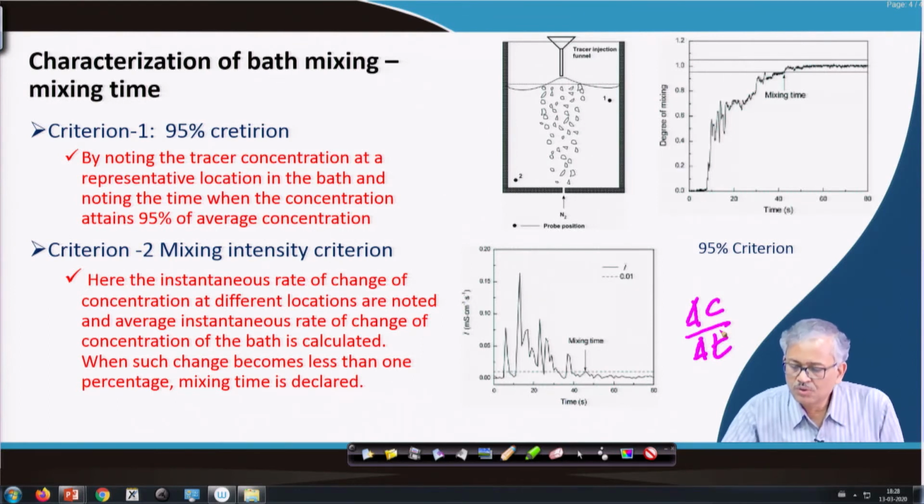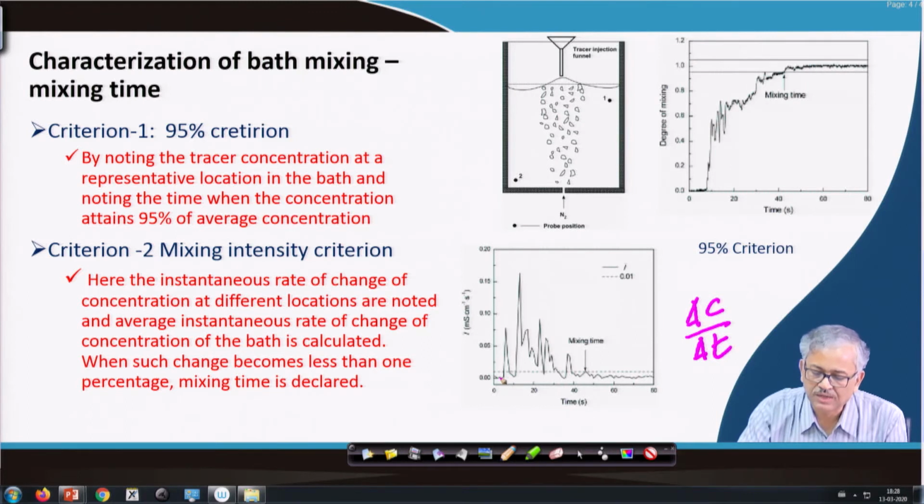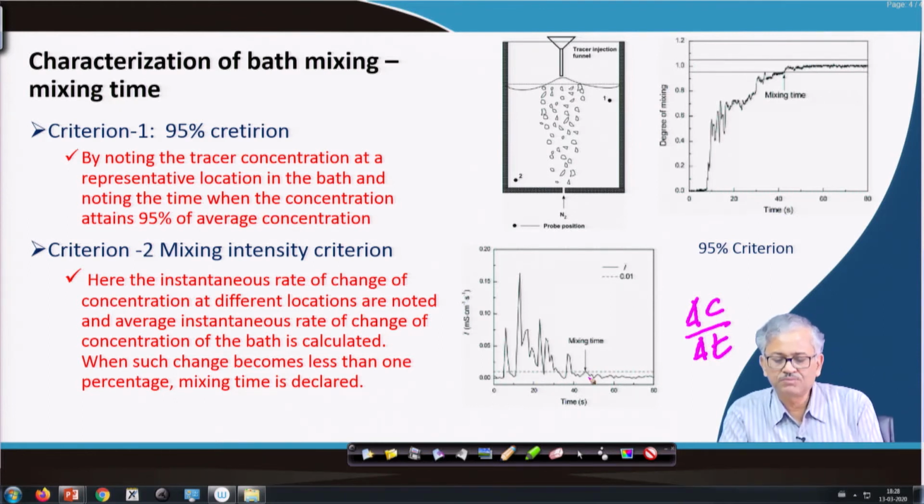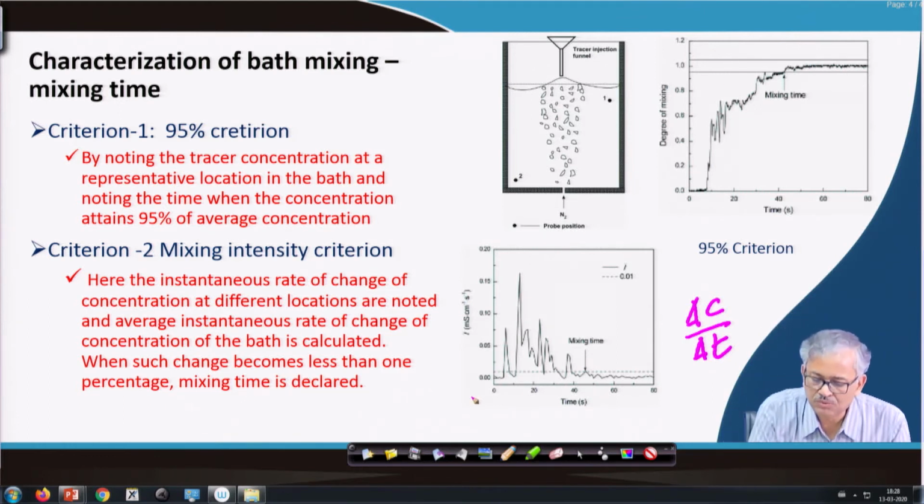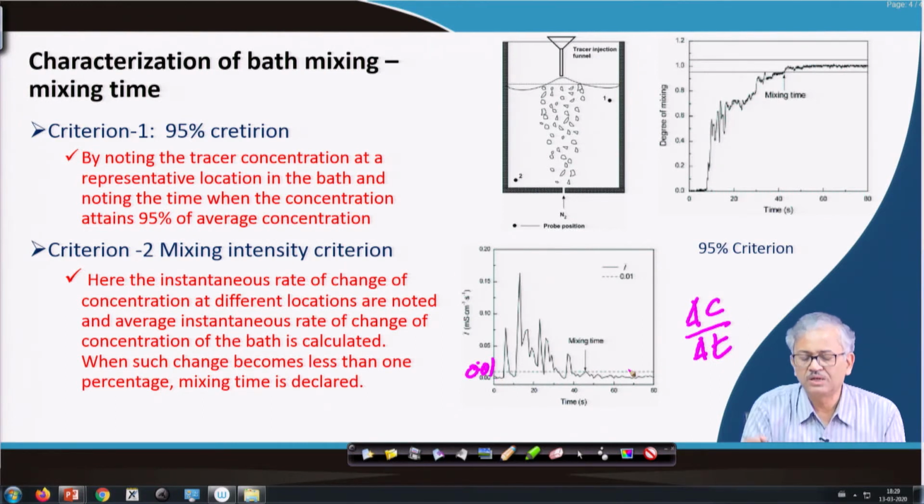So this is basically the instantaneous rate of change of concentration at a particular location, right? You can see how it changes, and finally it becomes steady here, at around 0.01, that means 1%. So when it is less than 1%, that is 0.01, you can define the mixing time.